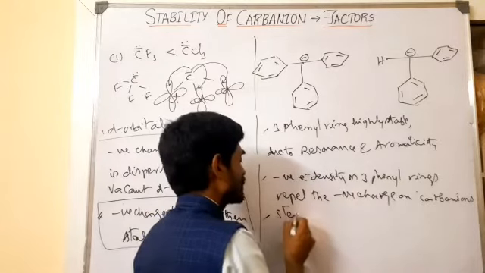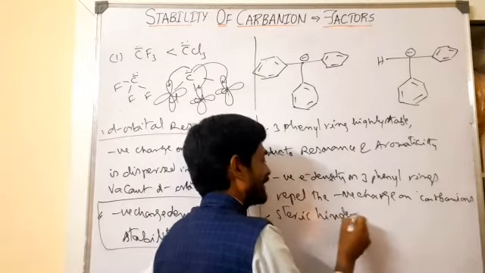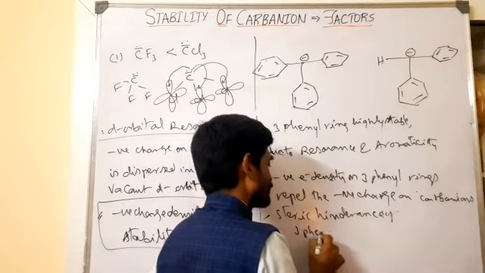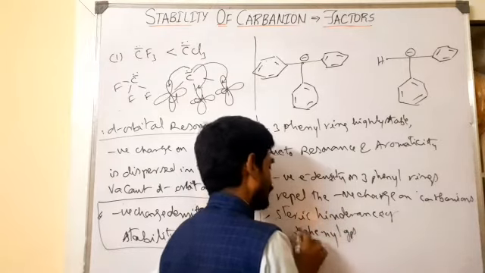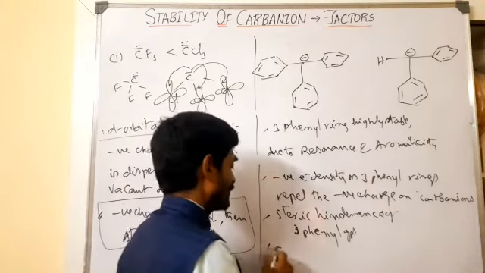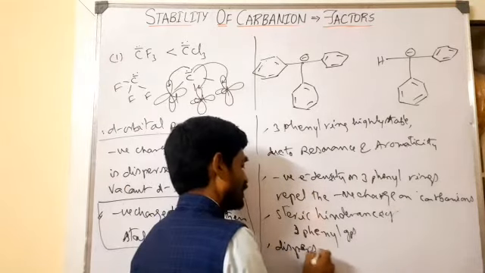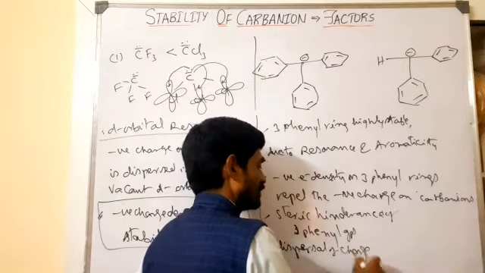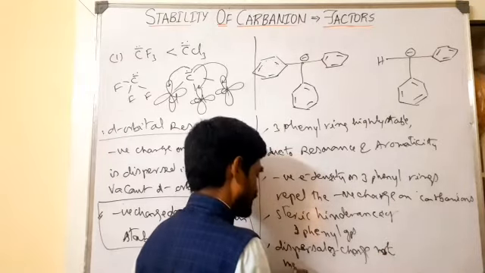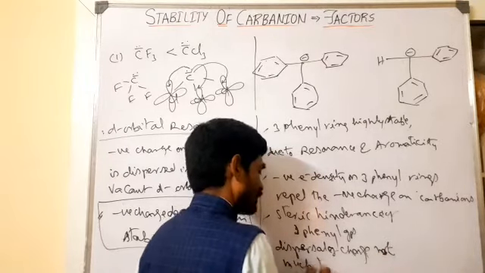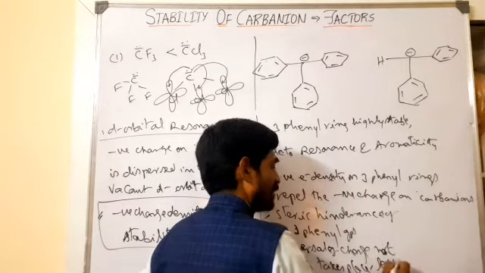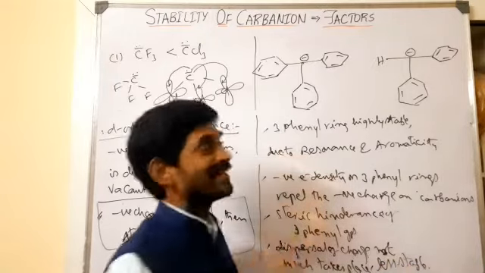That is called what? Steric hindrance. Steric hindrance of three phenyl groups. Okay. So because of that, what happened? The dispersal of charge does not take place much. So that's why it is less stable. Is it clear? Right.